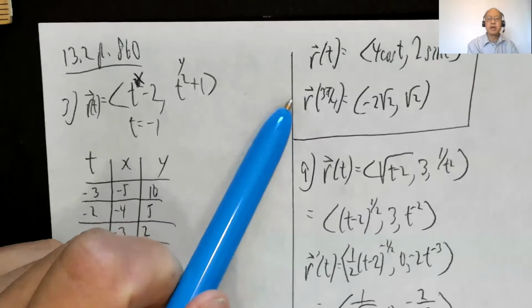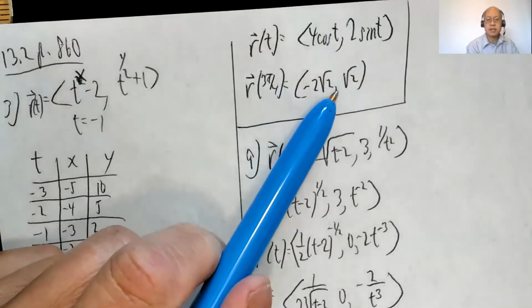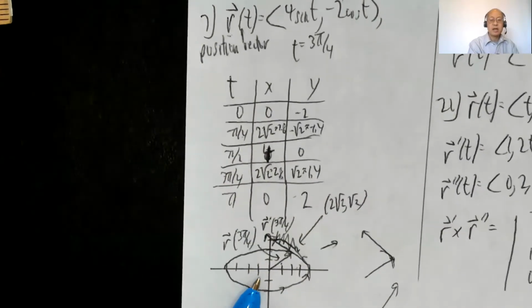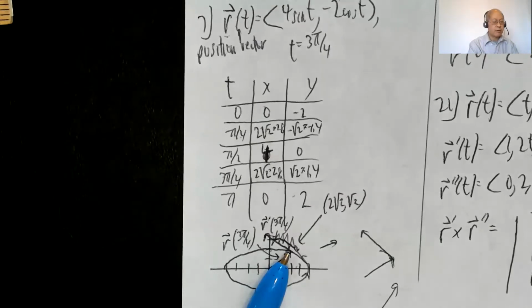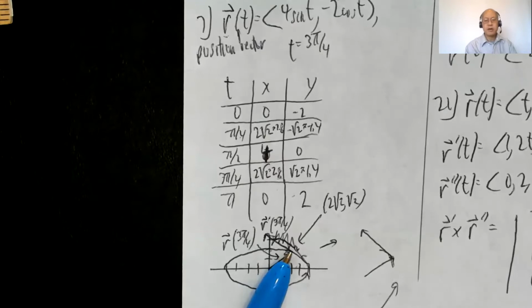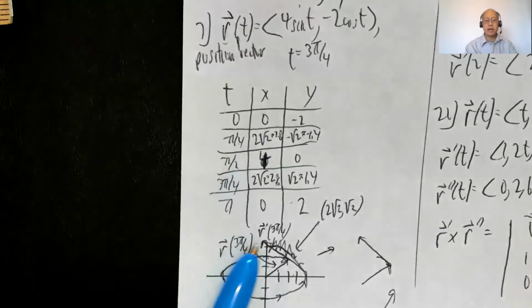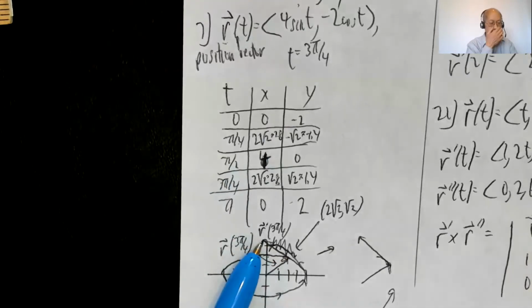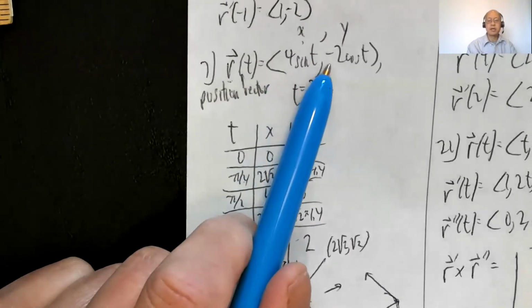So first I computed r of 3 pi over 4, which is this. So the position vector is right over there. Then for r prime, you take the derivative. I trust you can take the derivative. That shouldn't be any big deal. And then you plug in and you'll see that the tangent vector goes something like that. So I leave that to you to figure out. That's a pretty easy derivative, right? 4 cosine t and 2 sine t, and you plug in.